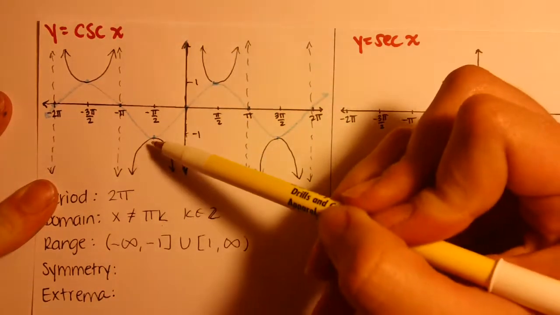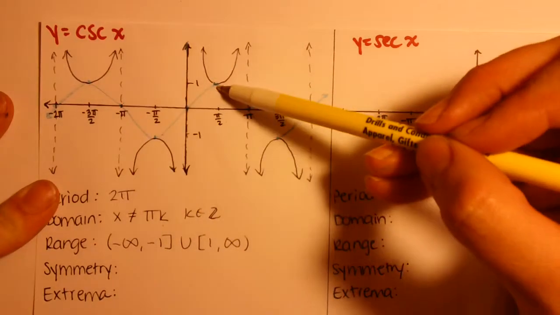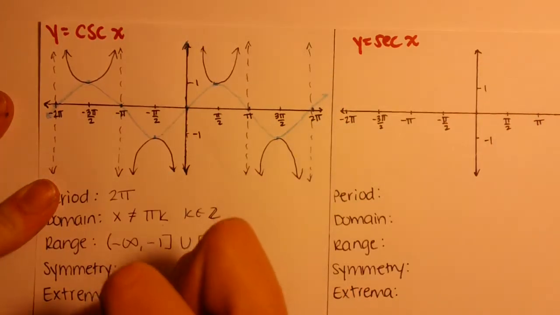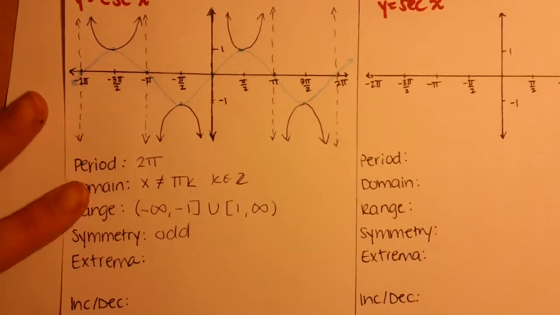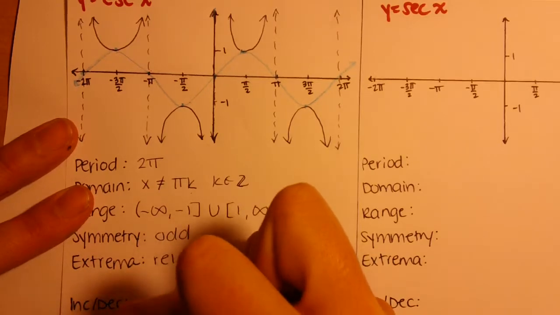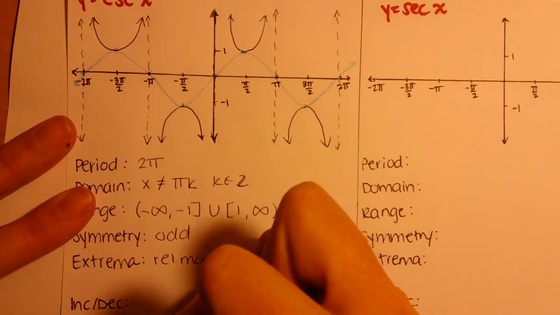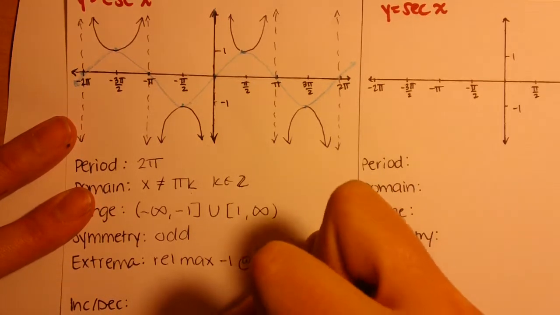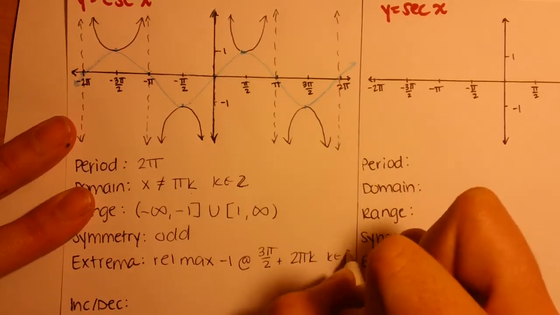And this you can see because we go up to this point of negative 1, and there's nothing in between there till we get up to 1. Our symmetry is odd. And now here it's going to be a little bit different. We're going to have a relative max of negative 1 at 3 pi over 2 plus 2 pi k, where k is an element of the integers.